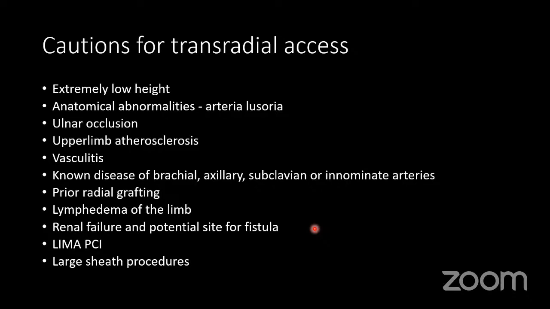other than radial access. Whenever the patient is having a low height, then anatomical abnormalities like arteria lusoria, then ulnar occlusion, so that if we can occlude the radial artery, which may lead on to hand ischemia, then upper limb atherosclerosis, then severe vasculitis, then any known disease of brachial, axillary, subclavian, or innominate arteries, prior radial grafting, and severe lymphedema of that particular limb, then potential site for fistula for dialysis, then patient with a LIMA percutaneous intervention, and for sheath, which is usually larger than 8 French, radial is not good.